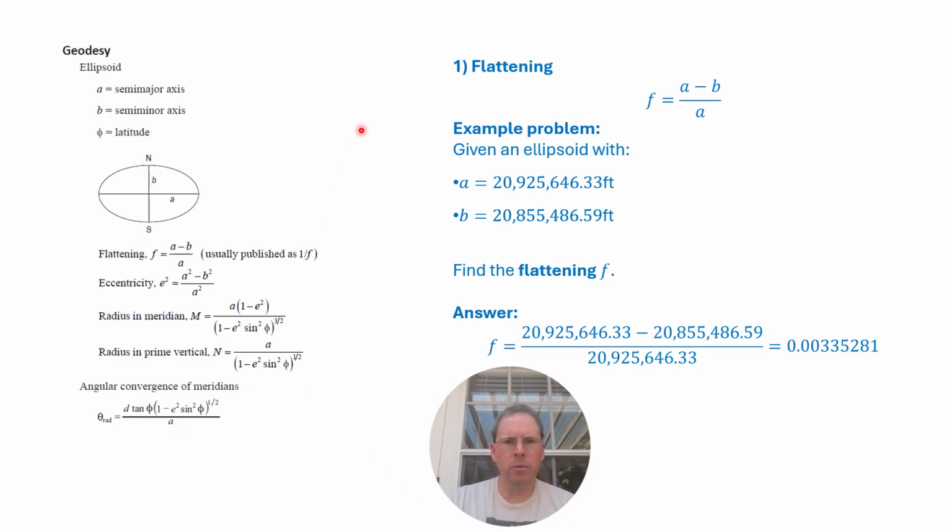And let's go ahead and do one with the flattening equation here. That's this one here. Given the ellipsoid, I just went ahead and made up some numbers for the semi-major and semi-minor axes. To find the flattening, you just put them right in the equation to get a flattening number for this one. And it's usually published as 1 over f. So you would take 1 over that number if you wanted it in a published format.